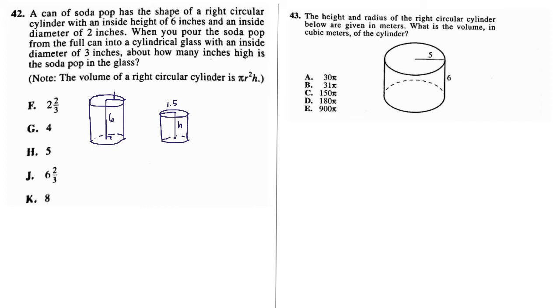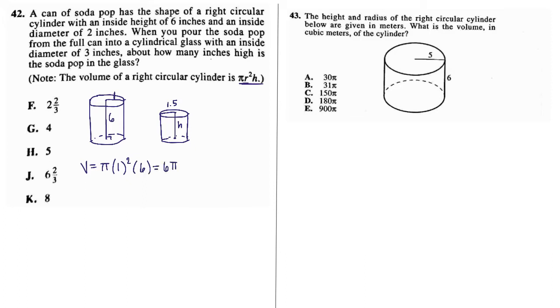So let's plug into our formula and see what we get. So they give us the formula, so that was really nice of them. And so I'm going to use this formula here. So my volume that I have over here in this first shape, I have pi times my radius squared times the height. And so that gives me 6 pi.